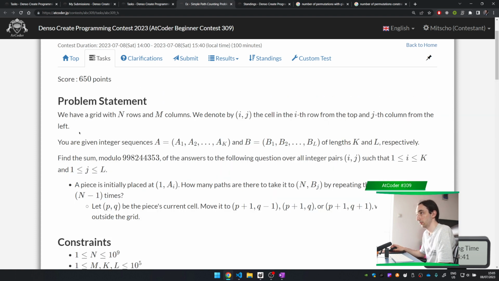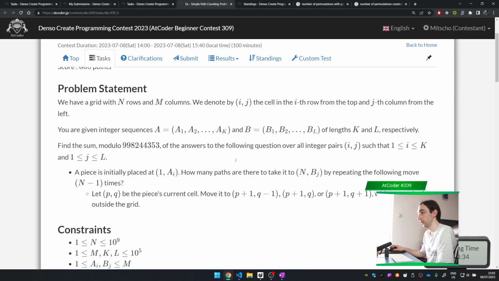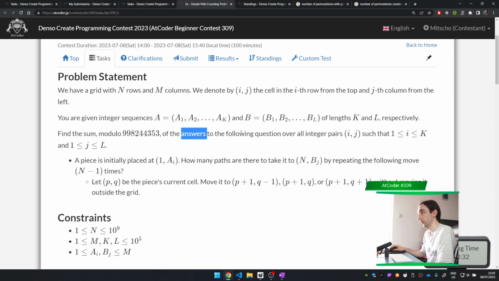Read EX. So you're given two integer sequences. Find the sum of the answers to the following question over all pairs i, j. You pick one number from here, one number from here, and initially a piece is placed on the first row. How many ways does it take to place it on the nth row, in column bj, if you can move left-down, down, and right-down?